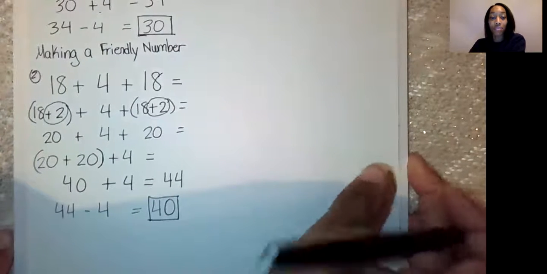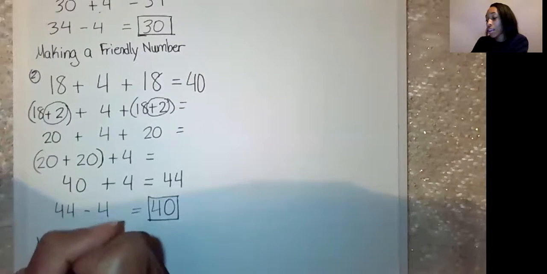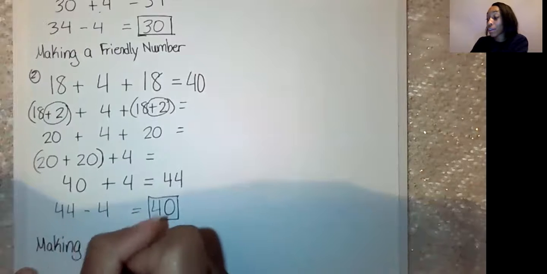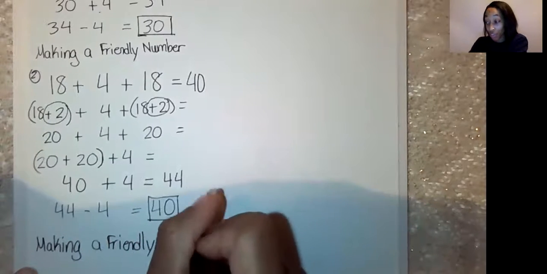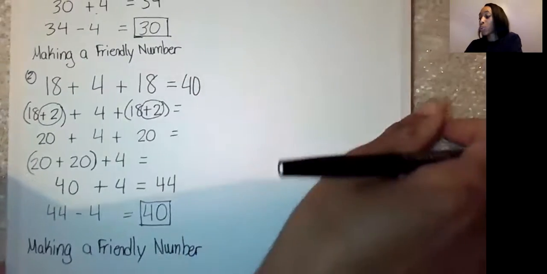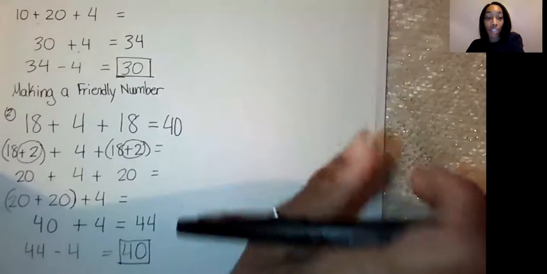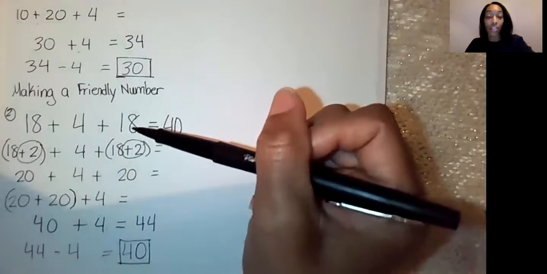All right. And my strategy, making a friendly number. And these equations are harder than the ones we've been doing, right? Because they have 3 addends this time. So I really have to be careful and make sure that I'm using the addends that will benefit me and bring me to that friendly number.